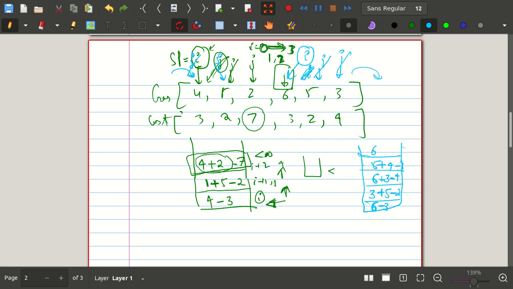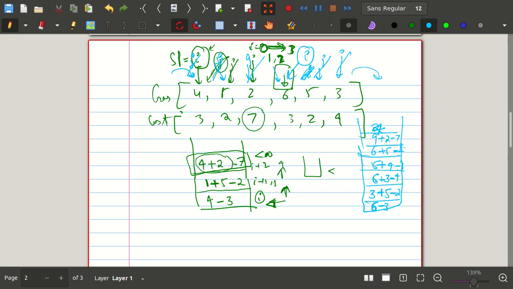With gas 6. So I am just fast forwarding it now. 6 plus 5 is 11 minus 2 is 9. Okay, 11 minus 2 is 9. Now 9 plus 2 is 11, 11 minus 7 is 4. Oh sorry, 11 minus 7 is 4. 6 and 5 is 11 minus 2 is 9. 9 plus 2 is 11 minus 7 is 4, and I can move here.